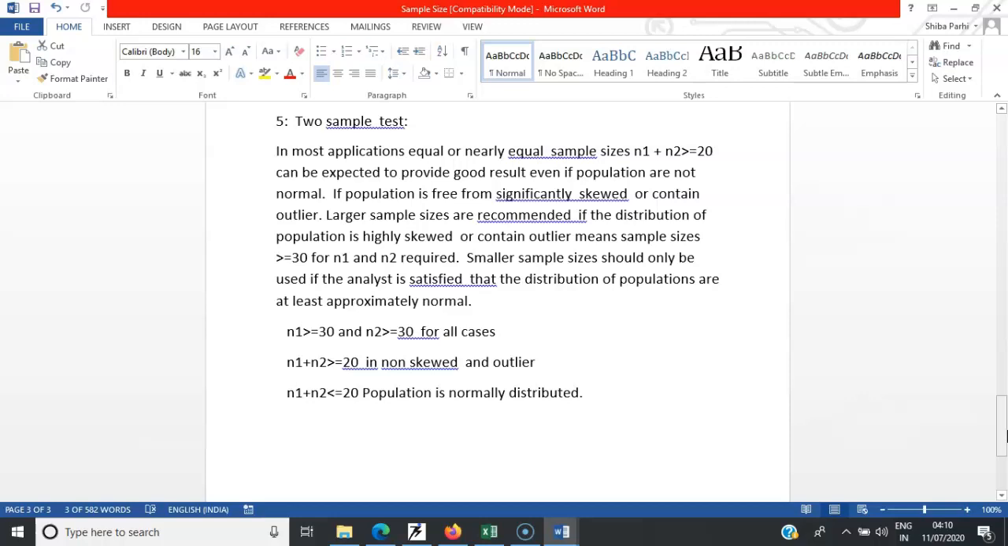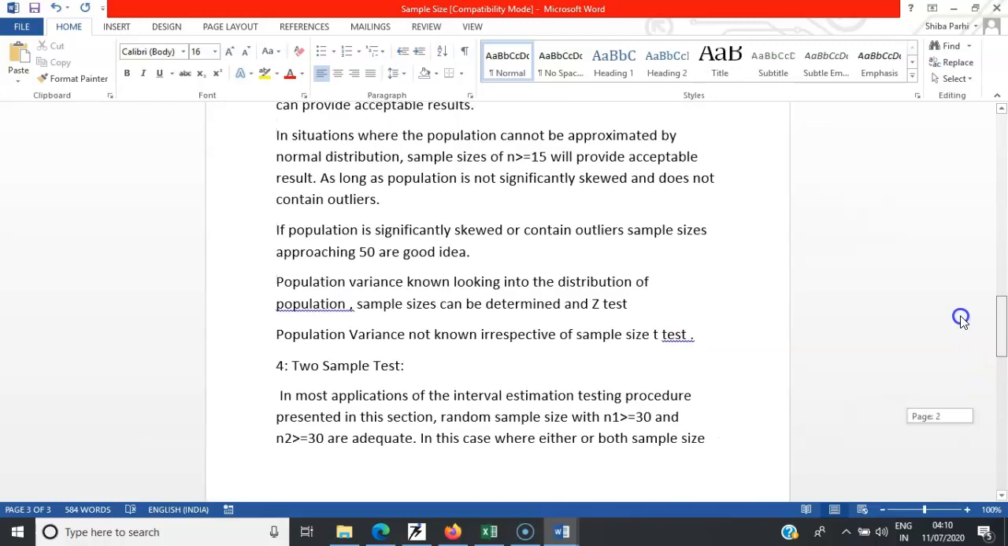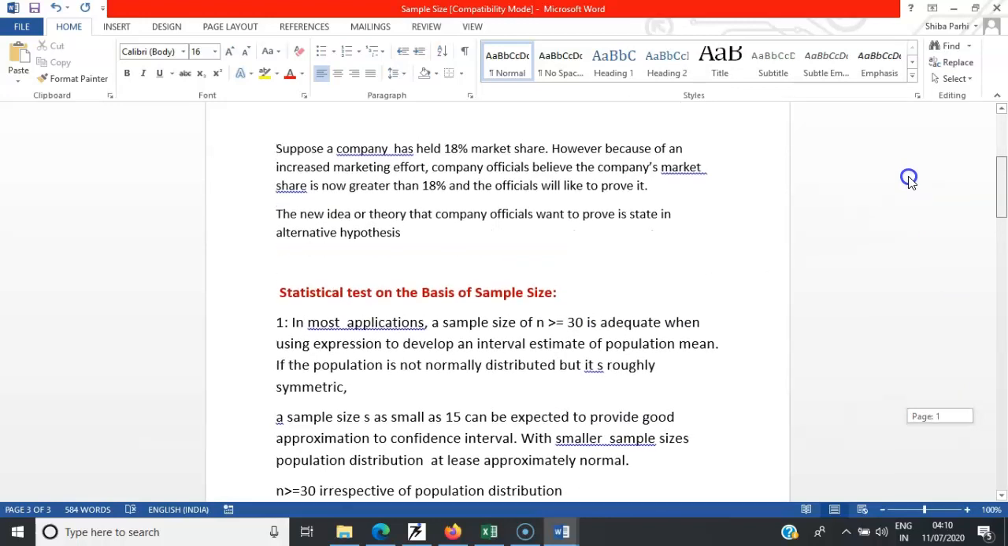n1 plus n2 greater than 20 works if the population is not skewed and does not have outliers. If n1 plus n2 is less than 20, and the population is normally distributed, then it also works. So this is the way to decide what sample size we need under what situation. This gives you a lot of clarity.